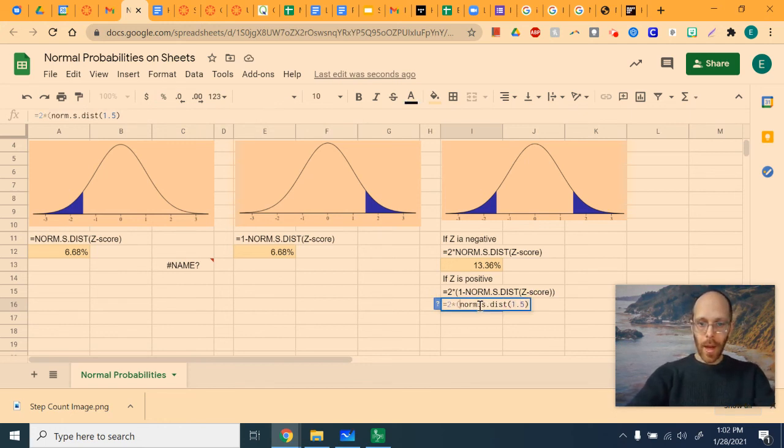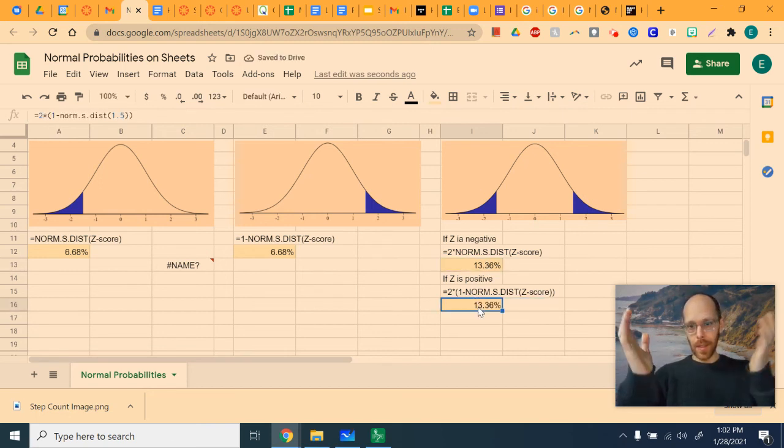Well, here's what you do. What you really wanted was 1 minus the norm dist of 1.5, because that would give you the tail up here, and then you can multiply that by 2. Okay, and that will give you your answer. Notice that this and this give us the same value, as we would expect. I think that's it.